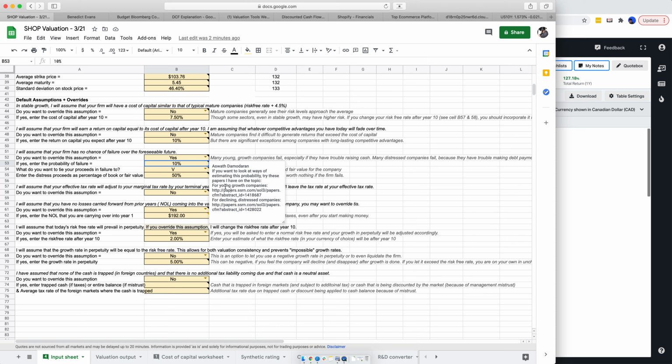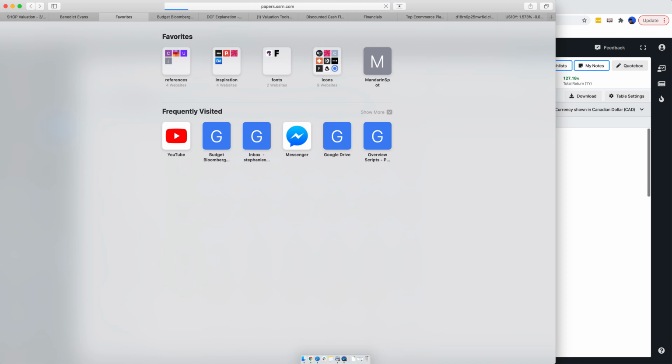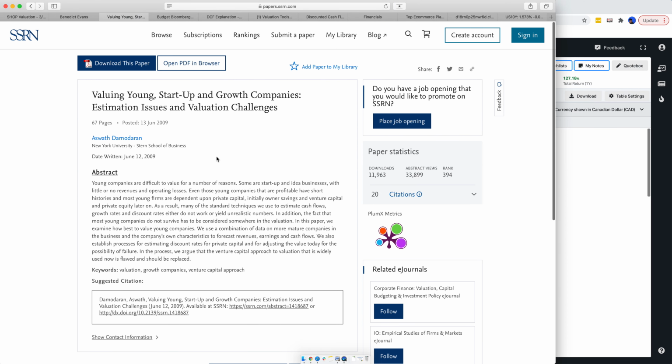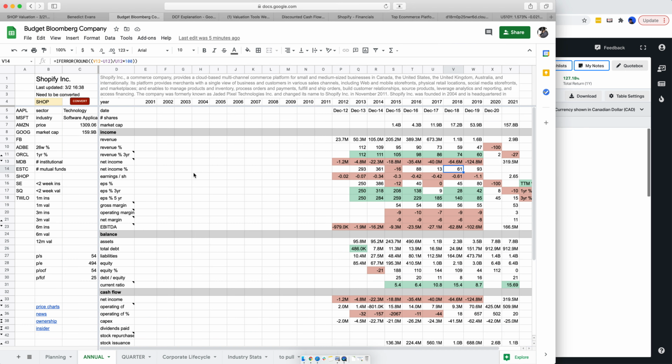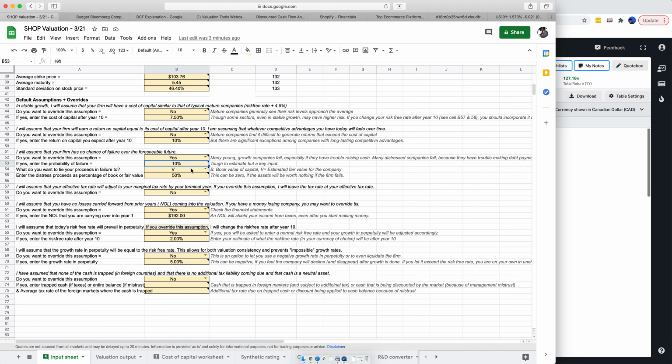I think he calls out a couple of papers you could look at. Actually, let's look at these really quickly. I don't have it listed here, but in some of his slides, he actually calls out the failure rate of companies. You could look at that chart and figure out where you want to put it. In this case, 10% could be a bit optimistic, but in general, I don't know.